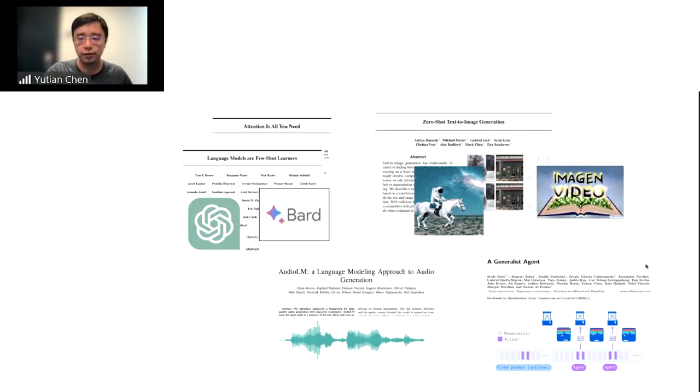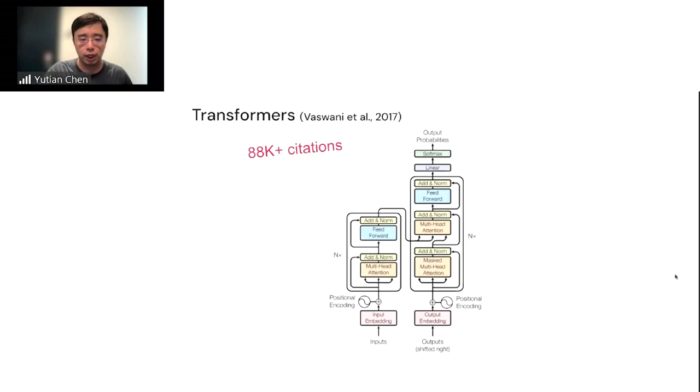All of these successful applications started from this seminal paper, the Transformers, or Attention Is All You Need. This paper has already got over 88,000 citations so far. And the introduction of this powerful architecture enables all different kinds of abilities we have seen from very successful products such as ChatGPT and Bard.